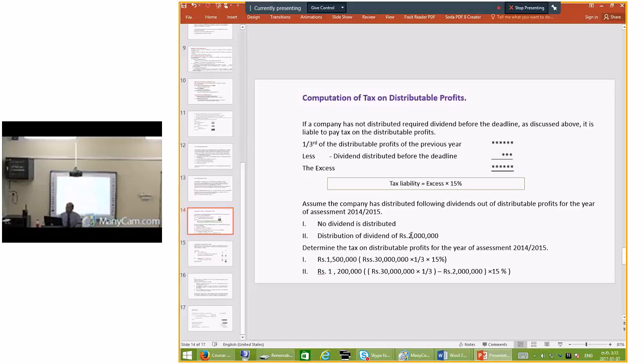Now the second distribution: in a situation where the dividend distribution is less than 1/10, the dividend tax has to be computed. The method is, first we take 1/3 of the distributable profit and deduct the dividend distributed. In this example, 1/3 equals 10 million, dividend distributed is 2 million, and the difference is 8 million. For 8 million, we apply the rate of 15% and they have to pay 1.2 million. That way, the dividend tax has to be computed.